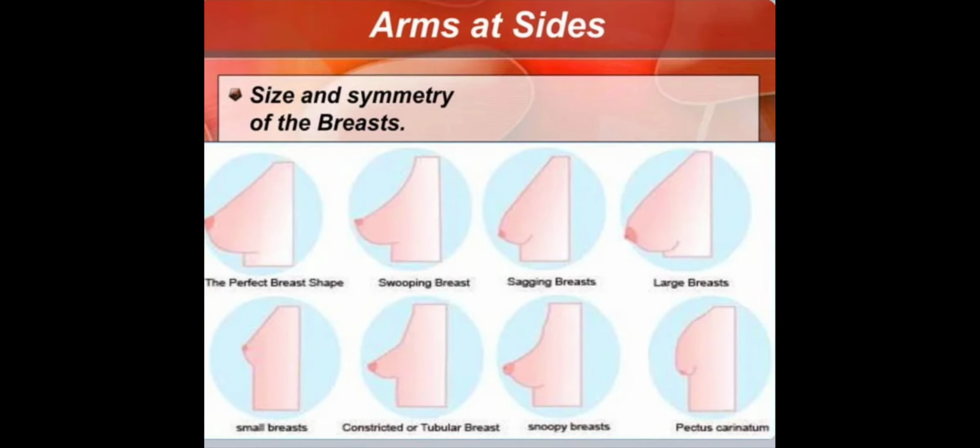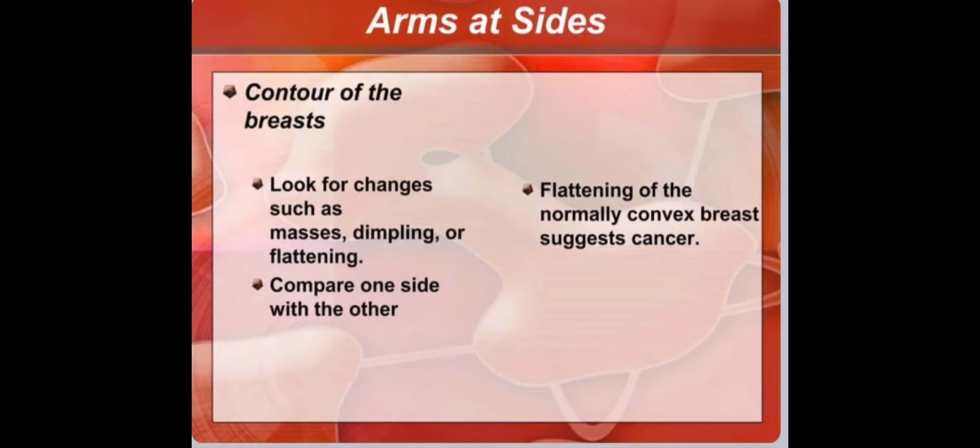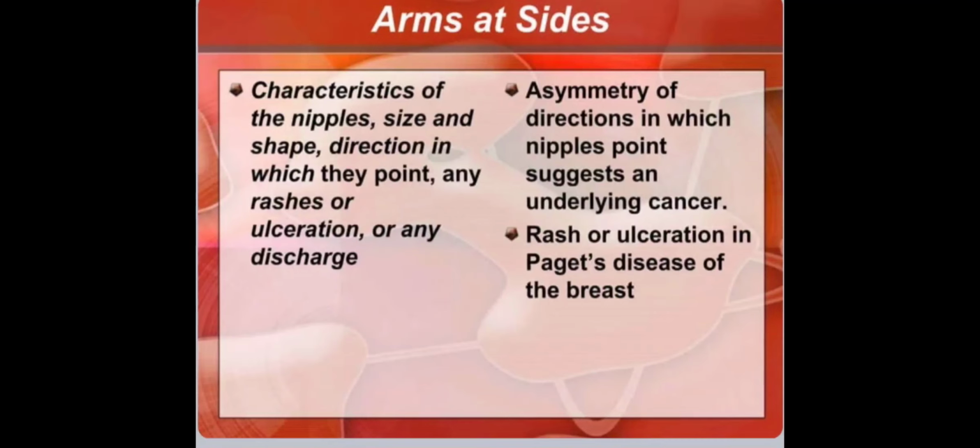Remember niyo yung pectus carinatum is a deformity sa chest area na pati yung breast din niya po nasasama, napapasok siya. The contour of breast, you have to check for any changes such as masses, dimpling. Alam niyo yung dimpling, di ba? Yung mga dimples, or flattening. Compare one side to another. Flattening of the normally convex breast suggests cancer. Kung example lang, yung breast ng patient talaga is in convex shape, pero nagpa-flatten siya, that may signify na may cancer po. Suggestion lang po yun, but we have to check pa rin po na talaga bang merong cancer.